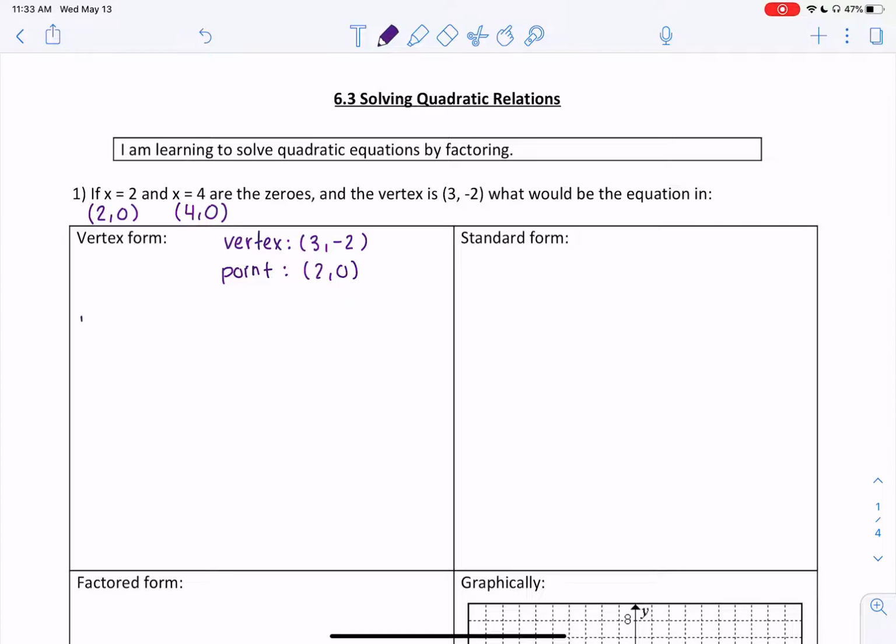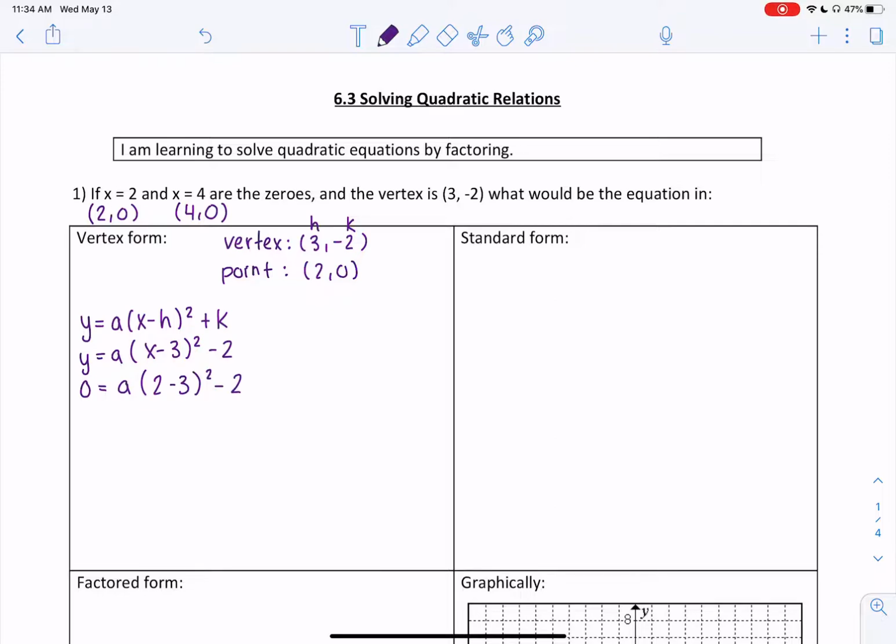Now, we're trying to fill in y equals a(x minus h) all squared plus k. So we start by plugging in our vertex. As a reminder, our vertex gives us h and k, so we can sub those in. Next, we're going to sub in our point so that we only have one variable remaining. So let's sub in 0 for y and 2 for x.